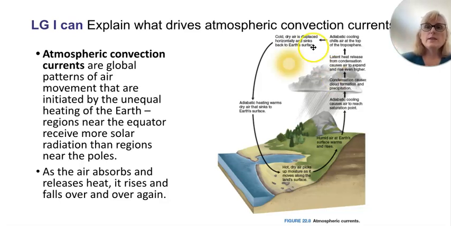And then the cold, dry air falls. Again, those terms, adiabatic heating and latent heat release, you don't have to know those vocab words. You just need to understand that warm, wet air rises, cools, drops its moisture, and cold air falls. And it does this over and over again. This is called a convection current. This happens in the atmosphere. It happens in the ocean with water. It happens in the asthenosphere with the magma. And that's what drives plate tectonics.